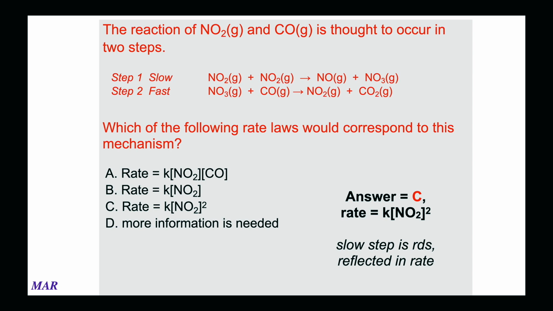NO2 would be a second order reactant here. And notice here that CO didn't appear until the fast step. So CO would be considered a zero order reactant. Step one, again, is considered the RDS, the rate determining step. The slow step is what determines how fast a reaction goes. A reaction is no faster than the slowest step.